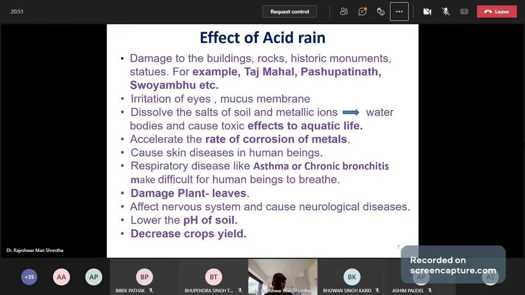And acid rain will lower the pH value of soil. At low pH value, the crops will not be produced in large amounts. In this way, acid rain causes a decrease in crop yield.